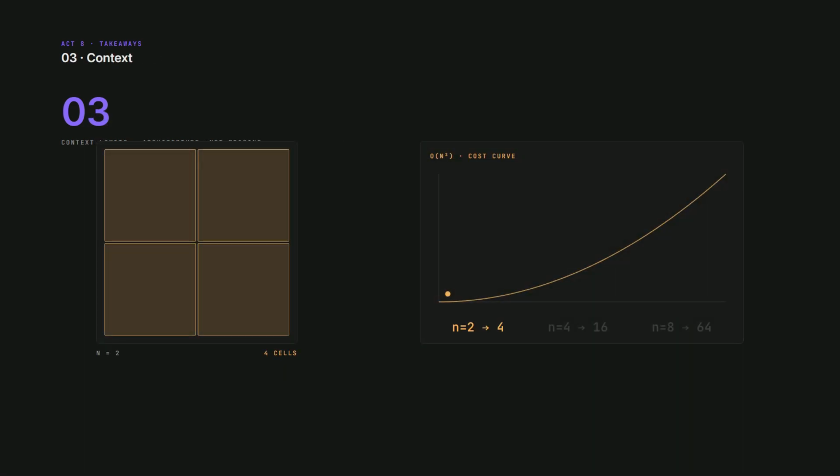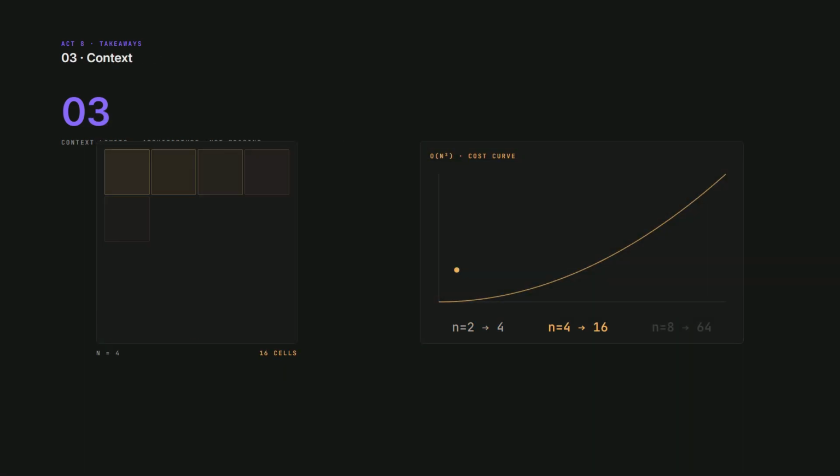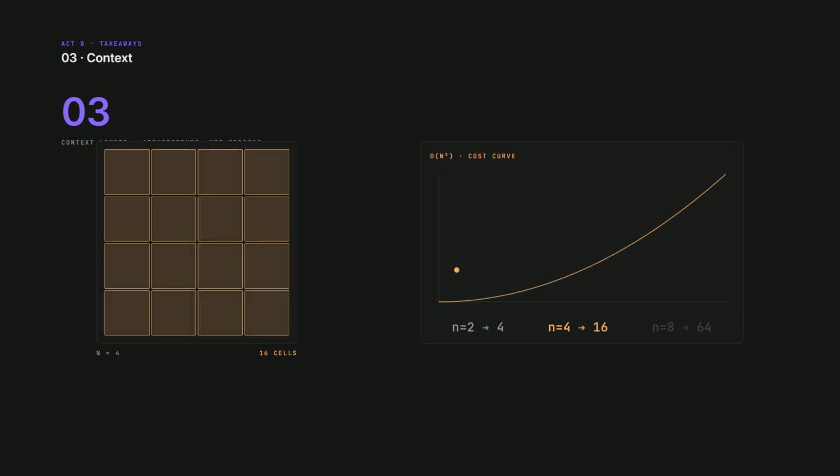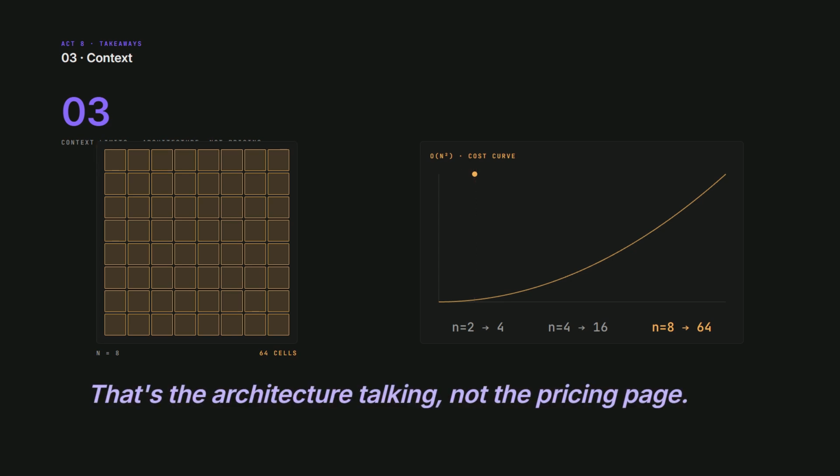Third, context limits aren't arbitrary product restrictions. They're computational reality. Attention has quadratic complexity. Every token must attend to every other token. The implication? When you hit context limits, it's not the company being stingy. It's the architecture. The next time you use an LLM, see what's happening.